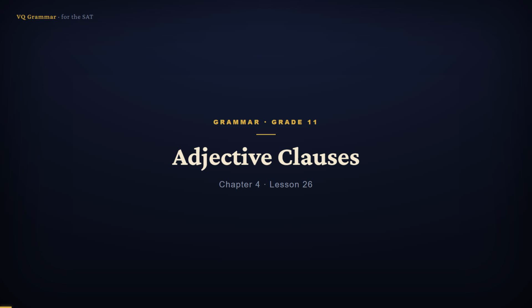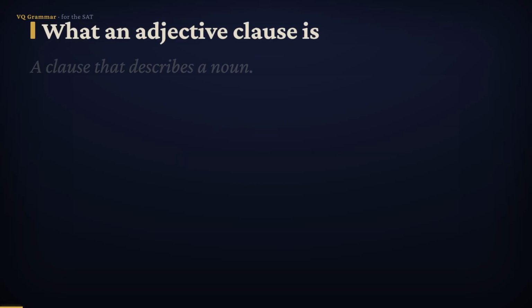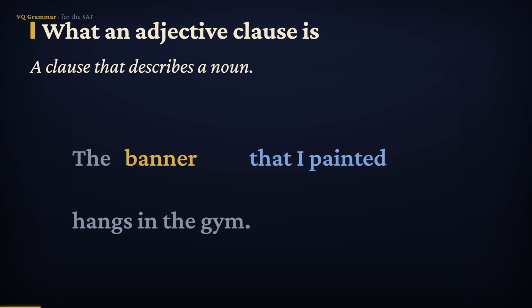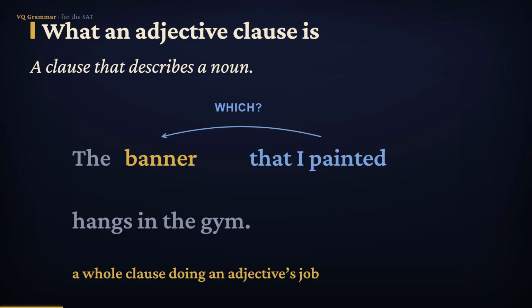We've met subordinate clauses. Now we look at one important kind, the adjective clause, and the comma rule that comes with it. We've seen single words and phrases describe nouns. Now a whole clause can do it. An adjective clause is a subordinate clause that modifies a noun or a pronoun. The banner that I painted hangs in the gym. The clause that I painted modifies the noun banner, telling us which banner.